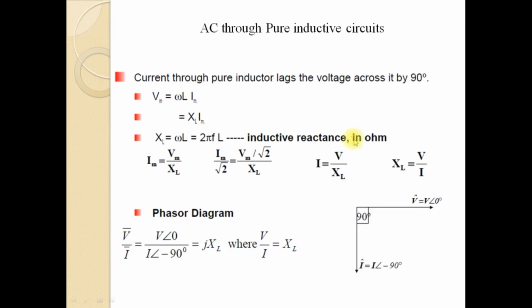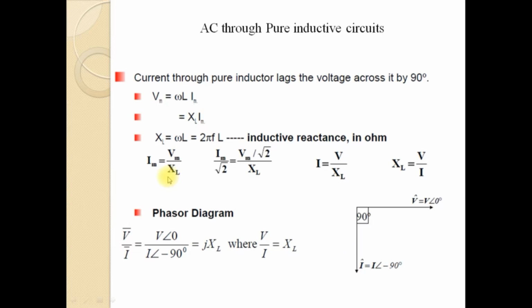which is represented in ohms. From these relations you can see that the maximum value of current, Im, is obtained by Vm by XL, that is, Im equals Vm by XL, where Vm is the maximum value of the voltage and XL is the inductive reactance of the coil.